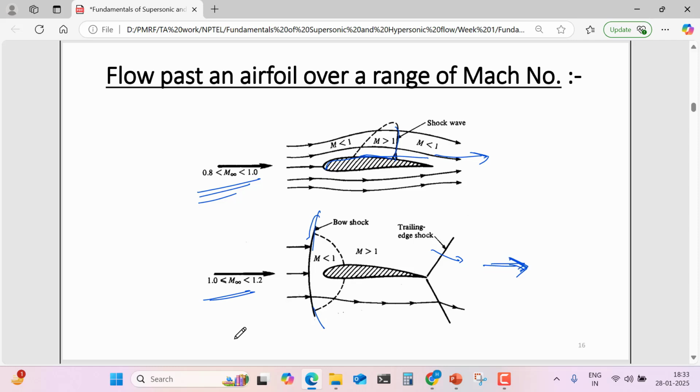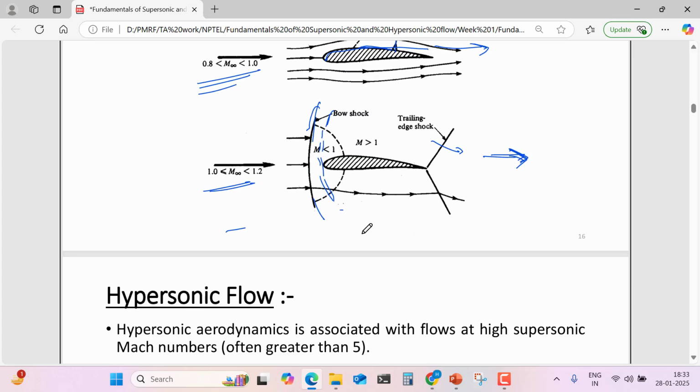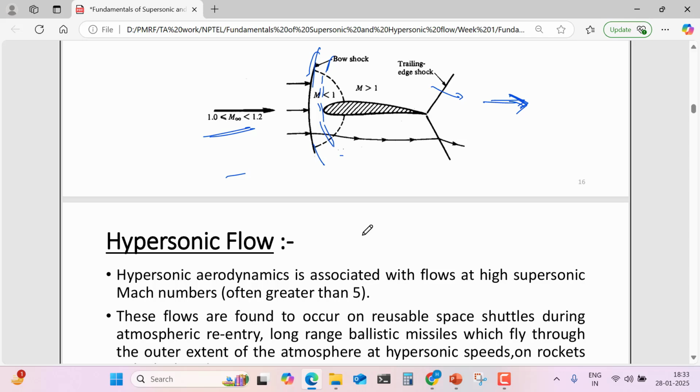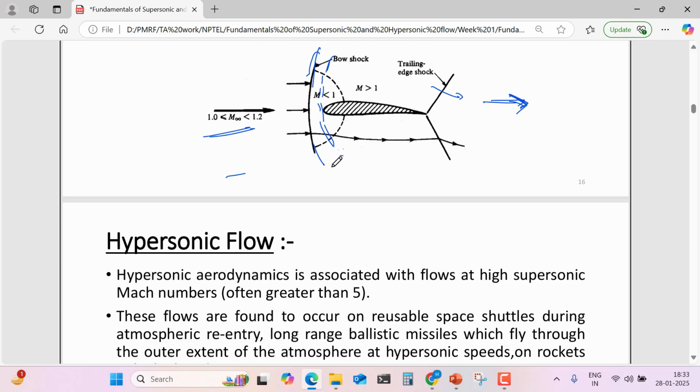And if the Mach number increases higher than this, then the strength of this shock will increase and it will come nearer to the body. When the strength of the shock increases, the temperature also increases, which causes high temperature phenomena like dissociation, chemical reaction, and sometimes ionization also, which are the characteristics of the hypersonic flow.